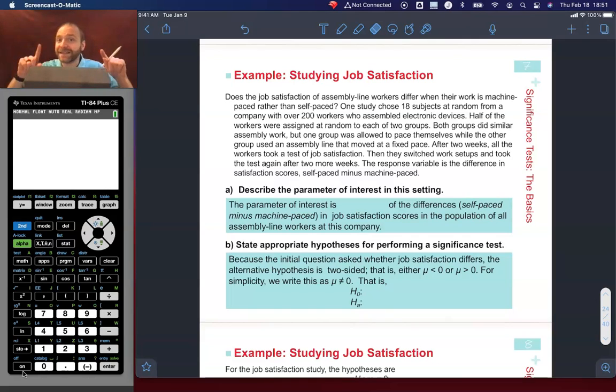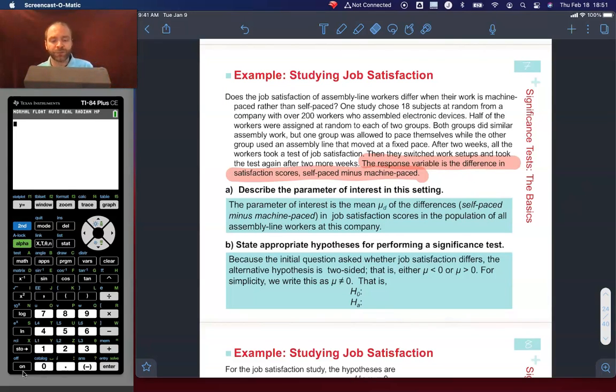So what I want you to realize is this is similar to your AP free response group problem. You're looking at the difference of their job satisfaction scores, and it's specifying the way you subtract them. So I would personally underline this part right here because this is a really important thing in the future that we're going to use. So it says describe the parameter of interest. So this is always important when it comes to context.